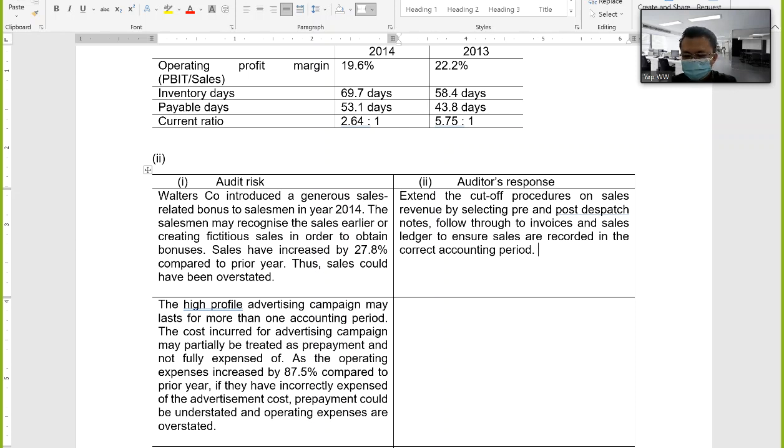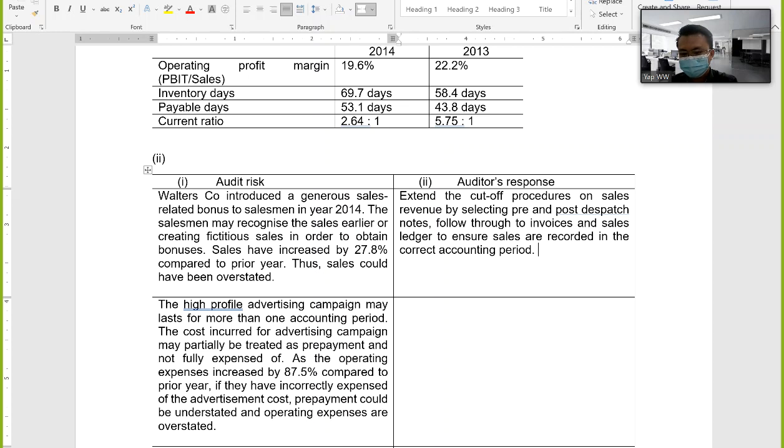Okay, of course, not just one response. Sales are overstated. Okay, you put one response, you get 1 mark. Yes, it's 1 mark. I'm just giving you some extra answer so you can consider some other procedures.